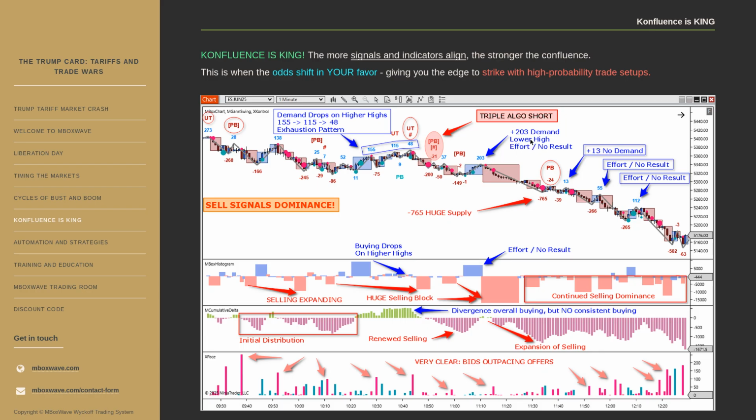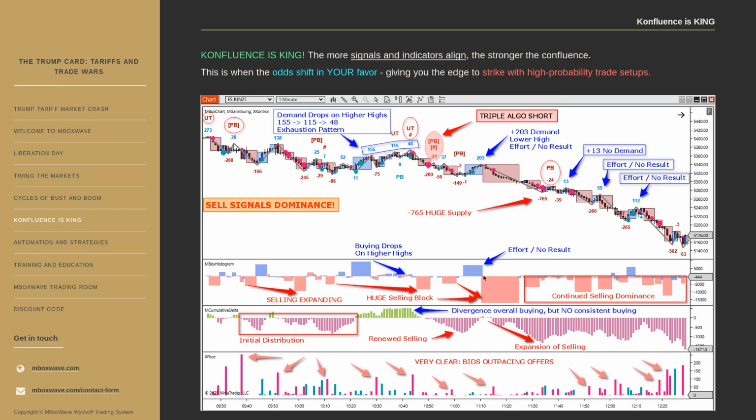Plus 203 demand is a lower high, effort no result. Why? Because we failed to make a higher high. Here we had this wave lower than this one. We failed to make a higher high, yet we spent a lot more demand. Same thing here. It's an effort no result because we spent quite a bit of buying here, and we didn't get that higher high here, right? So we see the initial distribution. Here's the renewed selling. So this is the continuation.